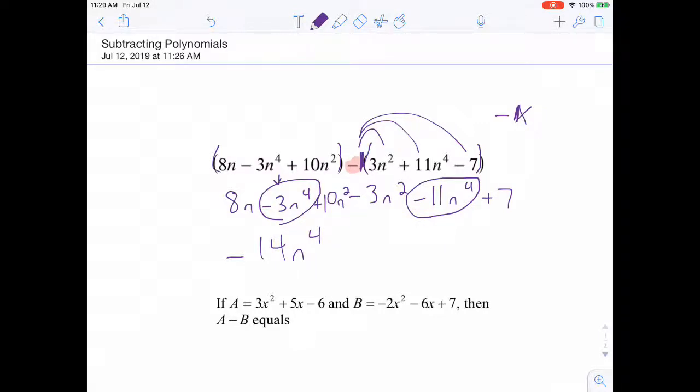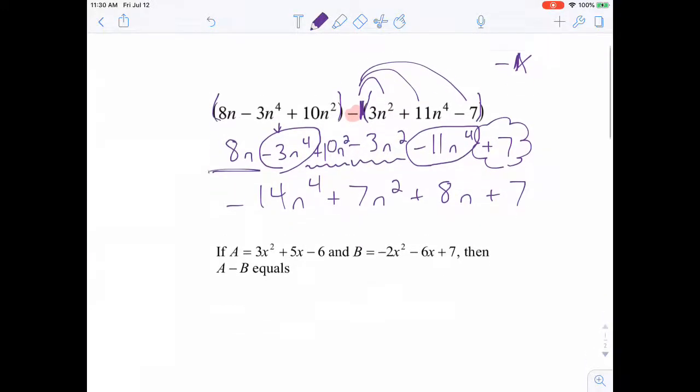Going in decreasing or descending order, I'm looking for my next highest exponent, which is n squared. I have +10n squared, and I have -3n squared. When I combine those, the coefficients here, 10 minus 3 is 7n squared. I have an n. If you scan your remaining terms, I don't have any other n's, so that's going to be +8n, and then my last term is my constant, +7, giving me a final answer of -14n to the fourth plus 7n squared plus 8n plus 7.